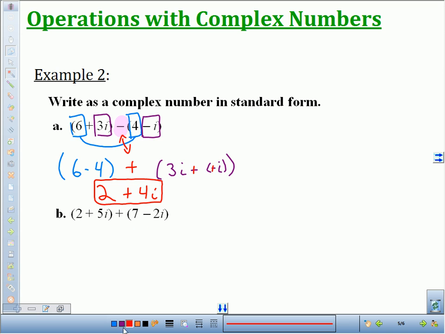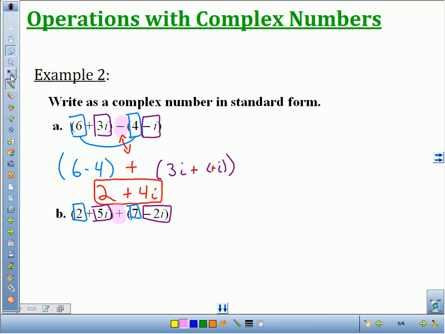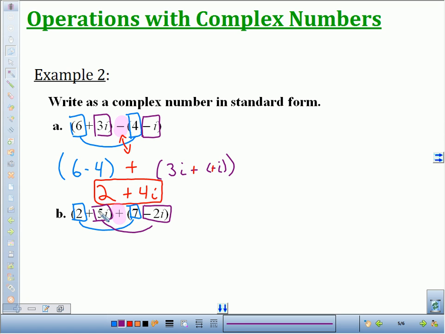Same thing with addition, same basic idea. We have a real part 2, a real part 7. We have an imaginary part 5i and an imaginary part negative 2i. Now we're adding here, so we need to add the imaginary parts together, and we need to add the real parts together. The real part 2 and 7, the imaginary parts 5i and negative 2i. And we're going to do them separately on their own. So I'm going to add 2 plus 7. Notice that I have 2 and 7, right? It's positive this time. We're adding 2 and 7.